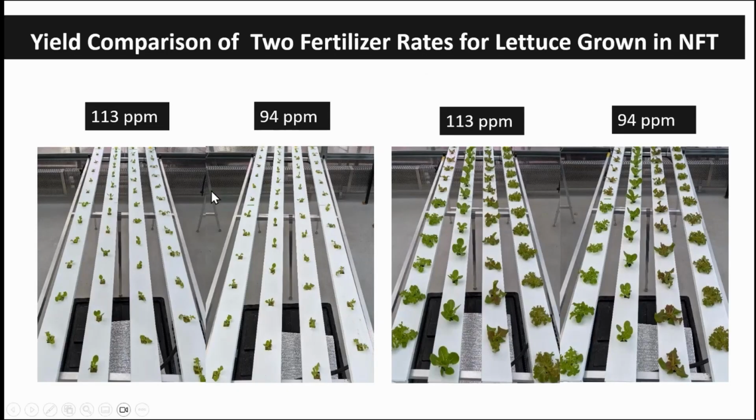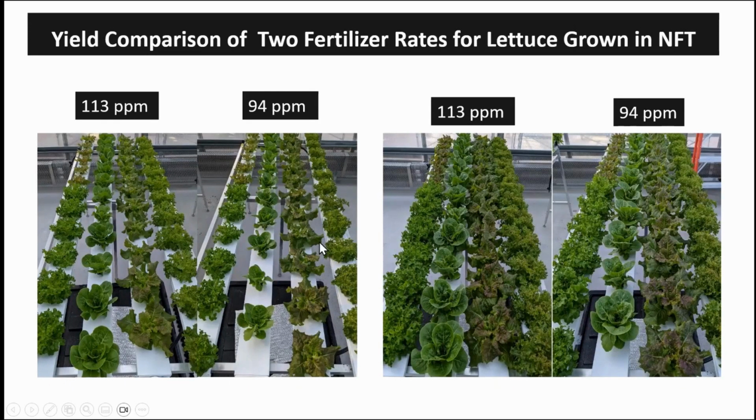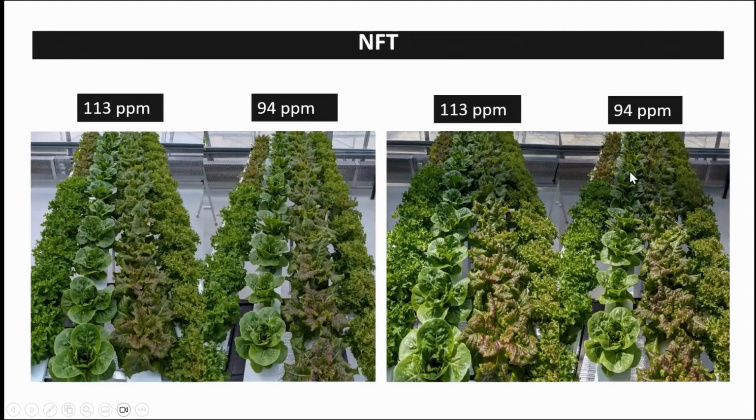And these are the photos of the lettuce in our NFT system after transplanting and a few days later. It's difficult to tell the difference between the two treatments. And gradually, a few days later, it's still difficult to tell the difference. But at harvest, you might tell some difference in this cultivar. See the 94 ppm nitrogen rate. It resulted in some plants that are smaller compared to this one.